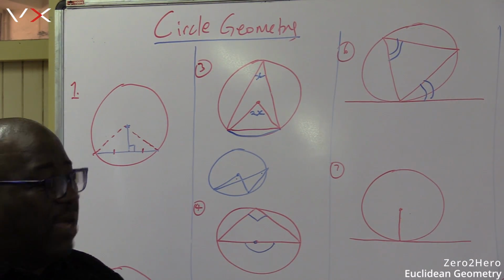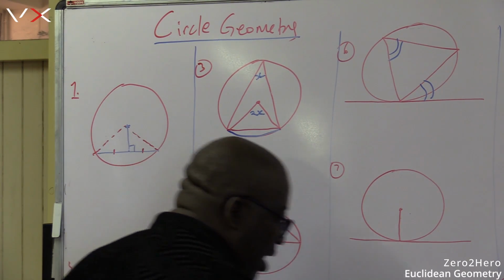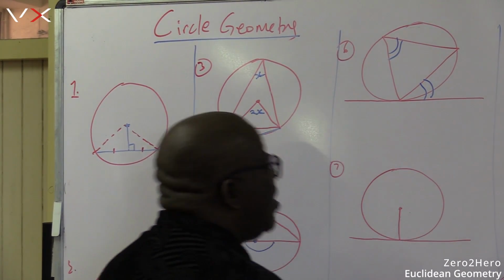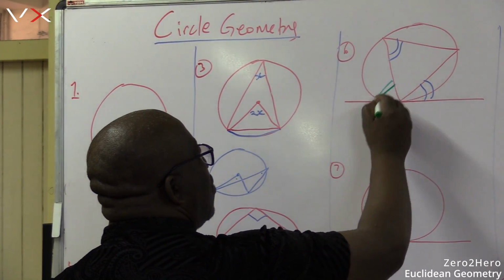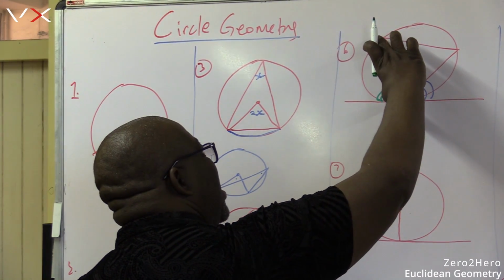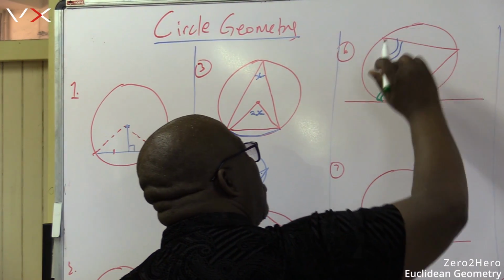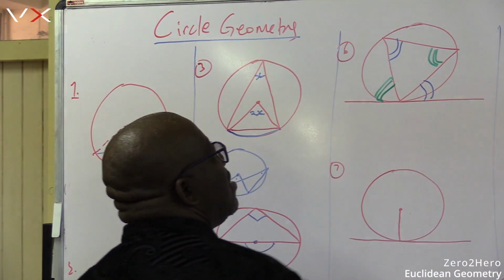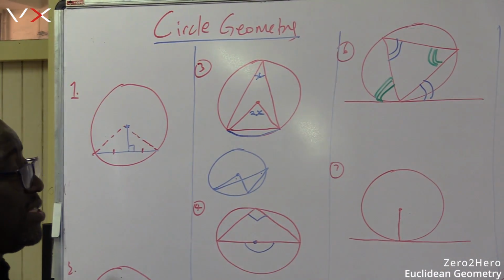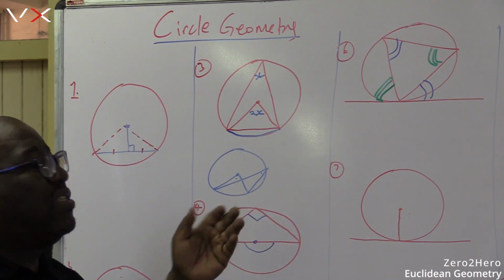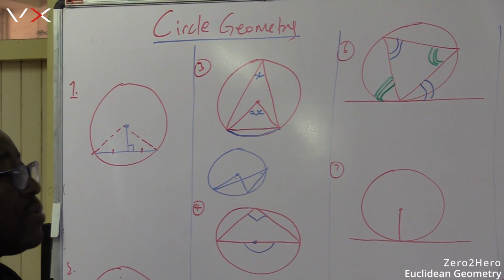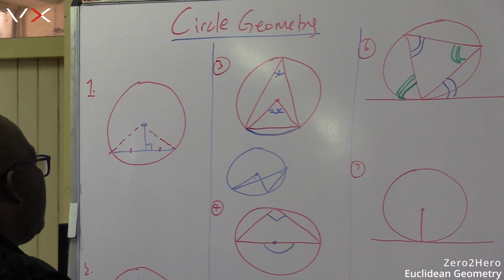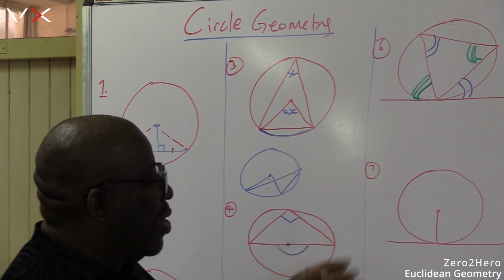You don't have to be stereotyped, you must be able to see it when it comes from the other side. When it comes from this side, this angle will be equal to this one. You must be able to see it from this side and from that side. We call this the tan-chord theorem. Remember, I'll come back to that one. Let's look at this one.